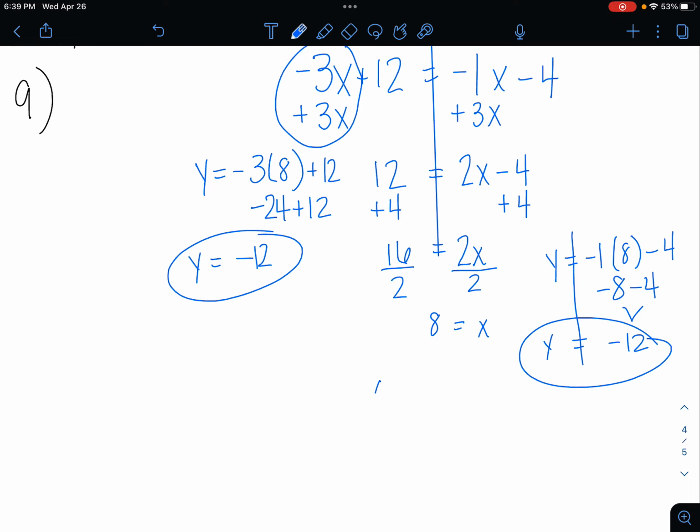So in this set of equations, the x value that they are both the same at is 8, and the y value is negative 12.